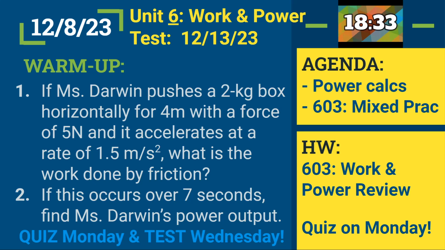Today's warm-up says, if Miss Darwin pushes a 2-kilogram box horizontally for 4 meters with a force of 5 newtons, and it accelerates at a rate of 1.5 meters per second squared, what is the work done by friction? And then the follow-up question says, if this occurs over 7 seconds, find Miss Darwin's power output.